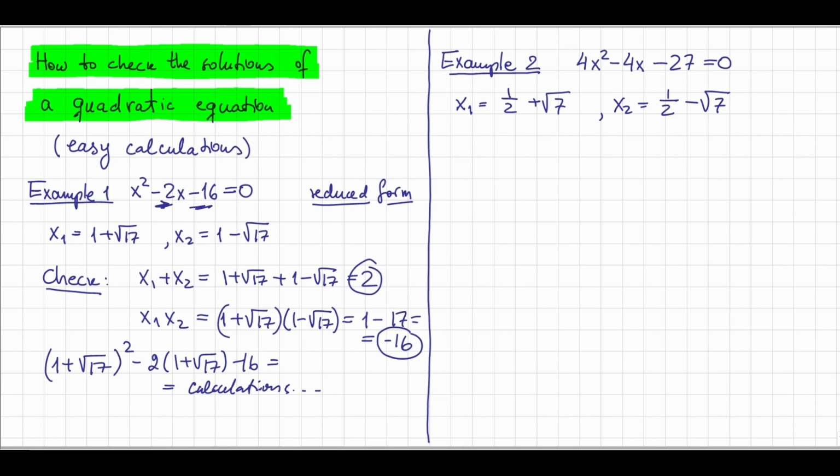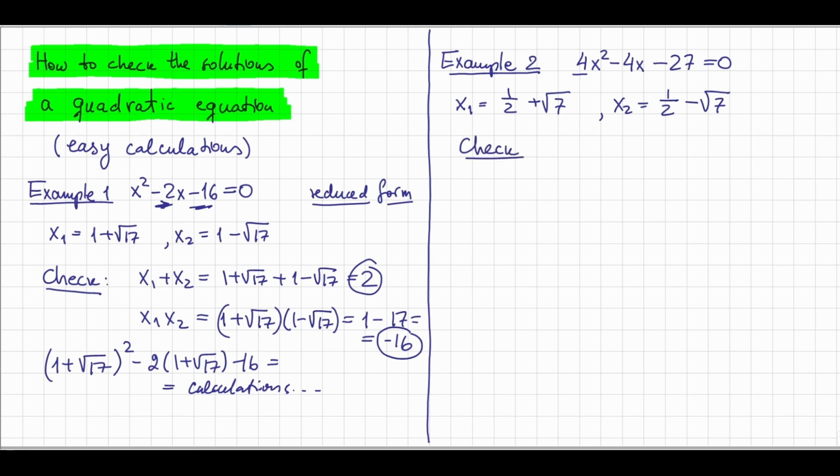Now let's move on to the second example. In that case, we have a quadratic equation 4x squared minus 4x minus 27 equal to 0. So that one is not in the reduced form. And so the first coefficient is actually 4. Now, usually, when you have equations like this, the school book will tell us to reduce it, divide by 4, and then proceed. Well, if we do so, we will have a fraction, 27 divided by 4. You could do that, but it's easier not to do that, but just to calculate directly by doing the following check.